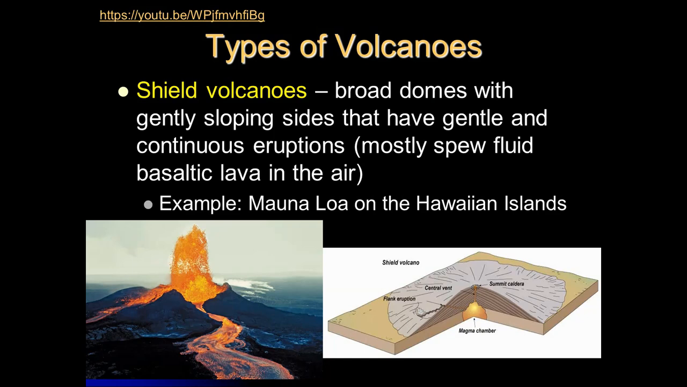Shield volcanoes, on the other hand, have something called basaltic lava. Basaltic lava has very, very low silica content, very, very low dissolved gases, and so this lava is going to be much more fluid. And so generally, shield volcanoes can shoot lava 10, 20 feet into the air, but no pyroclastic material, because you just don't get the pressure built up to those very, very high levels. Now, the best example of a shield volcano is Mauna Loa, which, by the way, is the largest shield volcano on Earth, in the Hawaiian Islands.